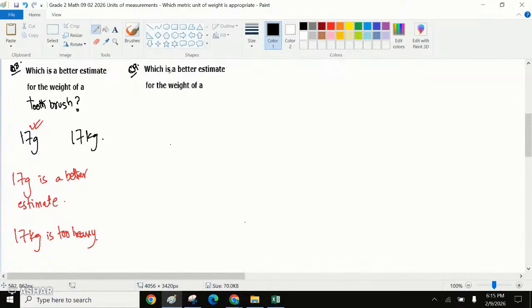Okay, what is next? Which is a better estimate for the weight of a washing machine, the laundry machine? Sorry, would it be 49 kilograms? Would it be 49 grams? Which seems to be better?